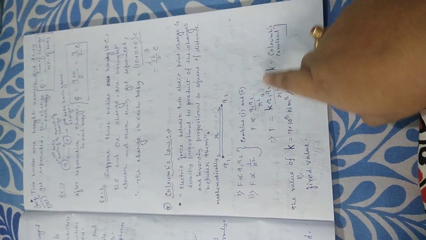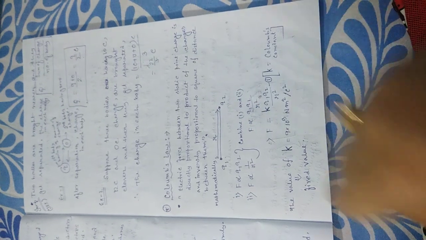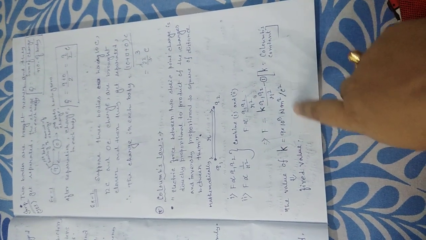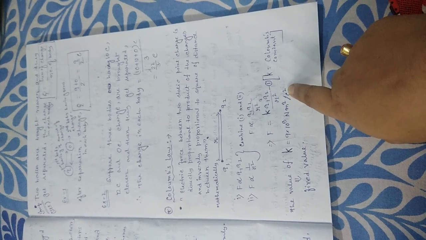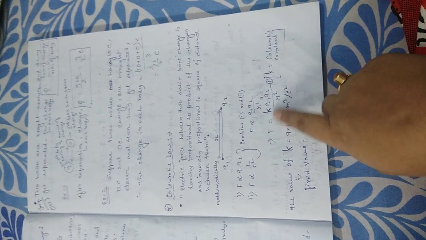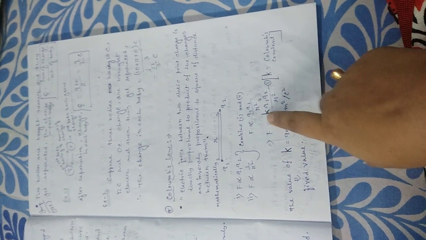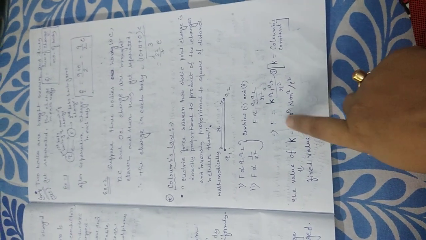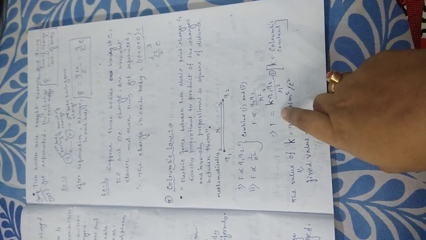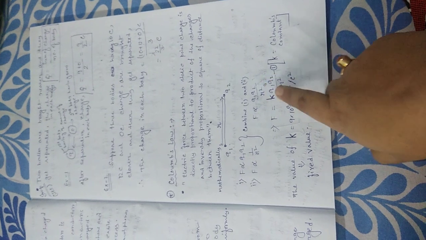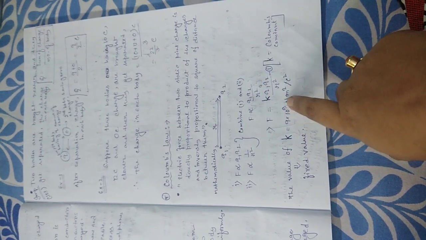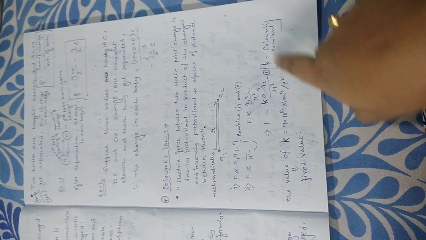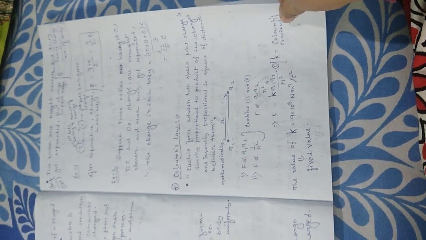So F equals small k q1 q2 by r square. Small k is Coulomb's constant or proportionality constant, and its value is 9 into 10 to the power 9 Newton meter square per Coulomb square. This value is fixed for k. So F equals k q1 q2 by r square, where k equals 9 into 10 to the power 9 Newton meter square per Coulomb square, and k is called Coulomb's constant.